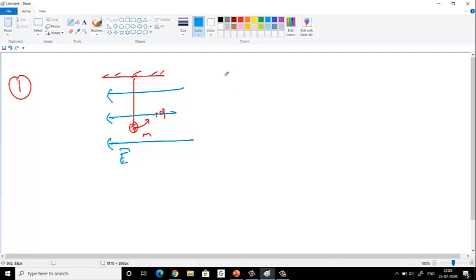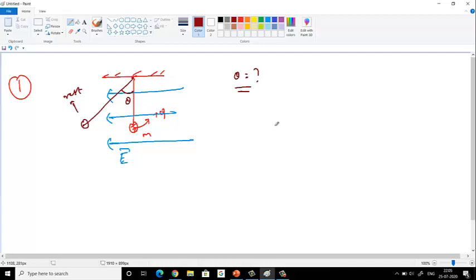Because of the electric field, the bob will move to this point. It will make some angle theta and come to rest. At this point it is not moving; it comes till here and stays at rest, making angle theta. So the question is, when the bob reaches here, what is the angle theta you have to find?